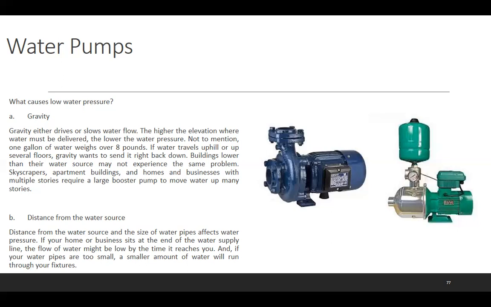Okay? Letter B, distance from the water source. Distance from the water source and the size of the water pipe affect water pressure. If your home or business sits at the end of the water supply line, the flow of water might be low by the time it reaches you. And if your water pipes are too small, a smaller amount of water will run through your fixtures.